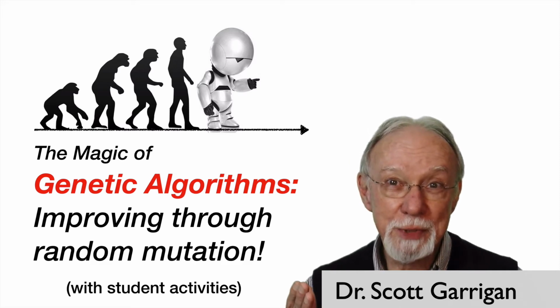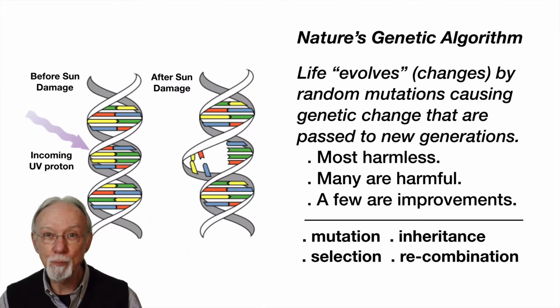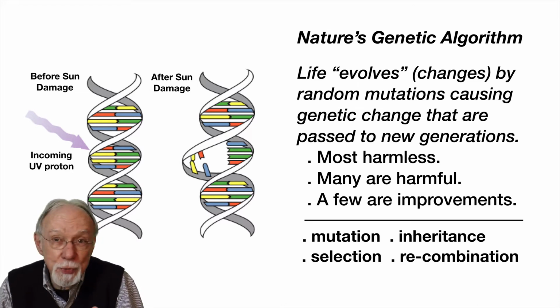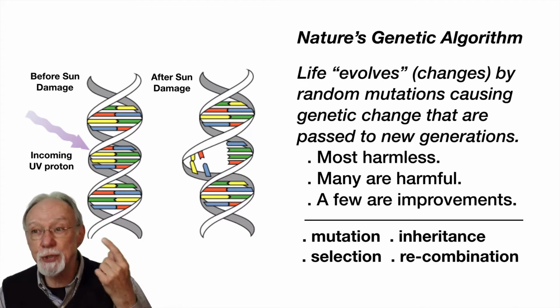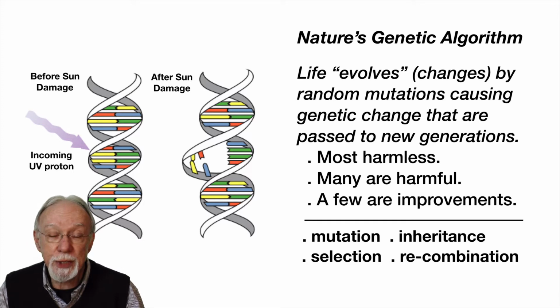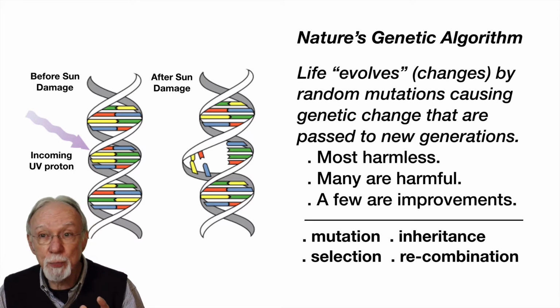Genetic algorithms. How can anything improve through random mutation? Well, nature has been doing that since life began. So life has evolved through random mutations, and they cause genetic change passed from generation to generation. Most of those genetic changes, those mutations, are harmless. Some are quite harmful, and a few are improvements.